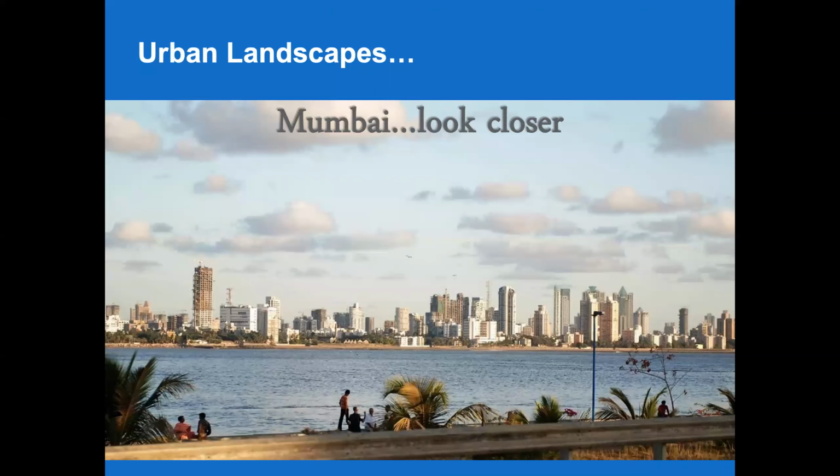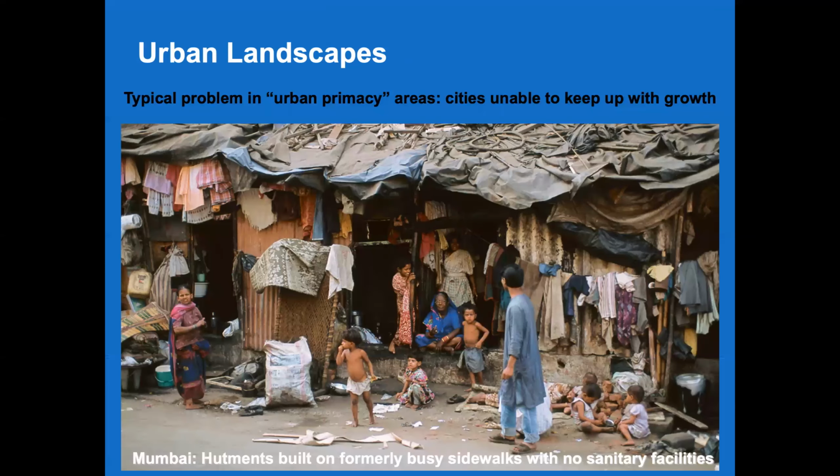Let's look at urbanity. Here's Mumbai, a coastal city. If you look closer, you will find a lot of this. Hutments built on formerly busy sidewalks. There are no sanitary facilities here. This is the Indian version of a favela that we talked about during the Latin America chapter, specifically Brazil.